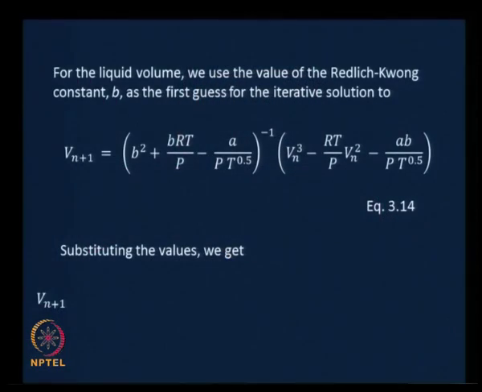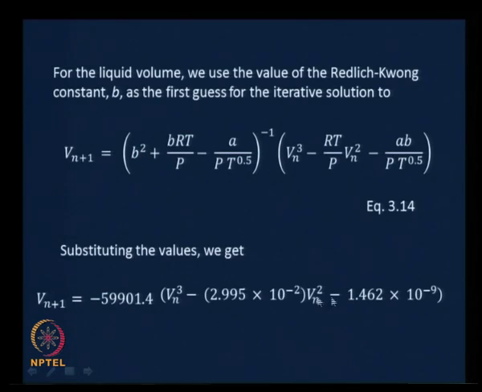The details are as follows: Vn plus 1, if you substitute B and so on and so forth, it is going to be this value B squared plus BRT by P minus A by P T power 0.5, 1 by the whole thing is going to be minus 59901.4, and then Vn cubed minus 2.995 into 10 power minus 2, which is RT by P, Vn squared minus AB by P T power 0.5, 1.462 into 10 power minus 9.